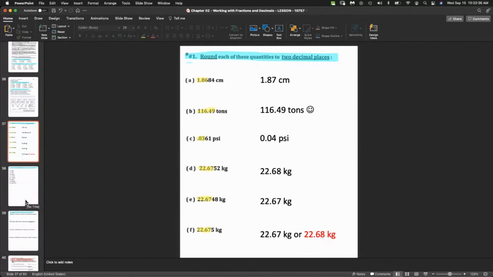Sorry? No, it's two decimal places. So the two decimal places stay the same, because it's already two decimal places. Okay, so hopefully that wasn't too dangerous.